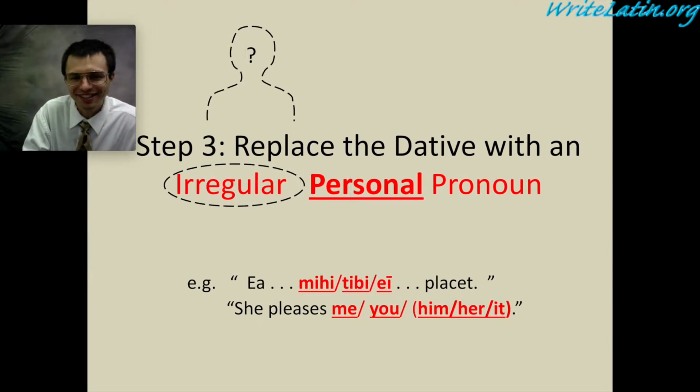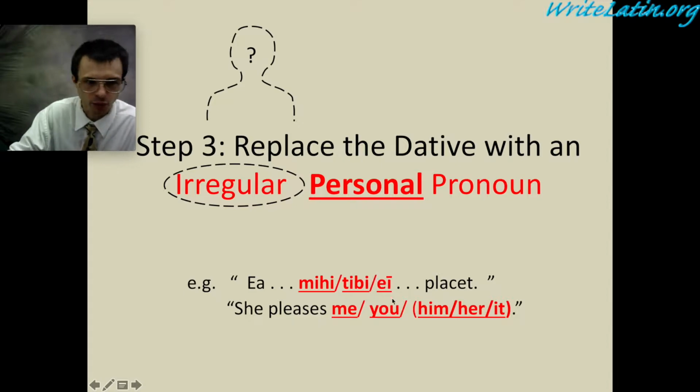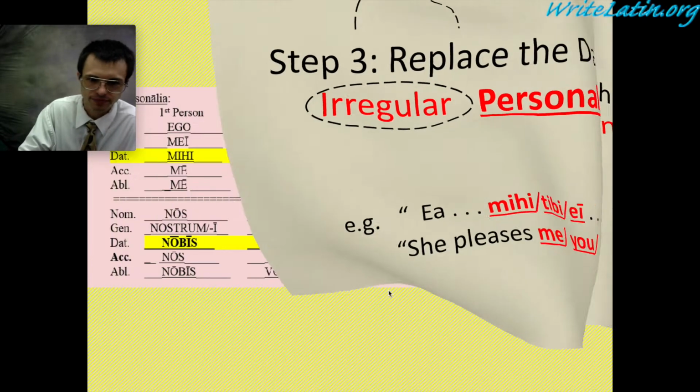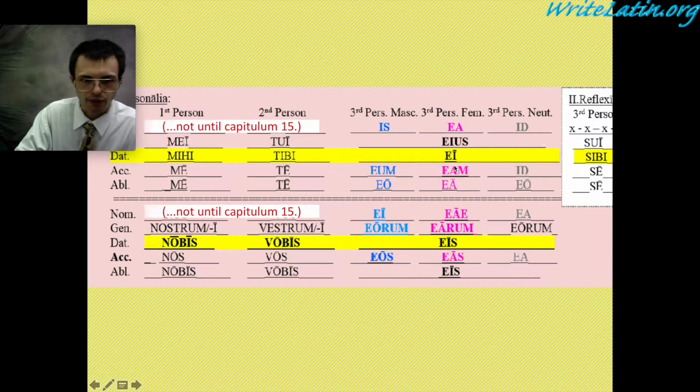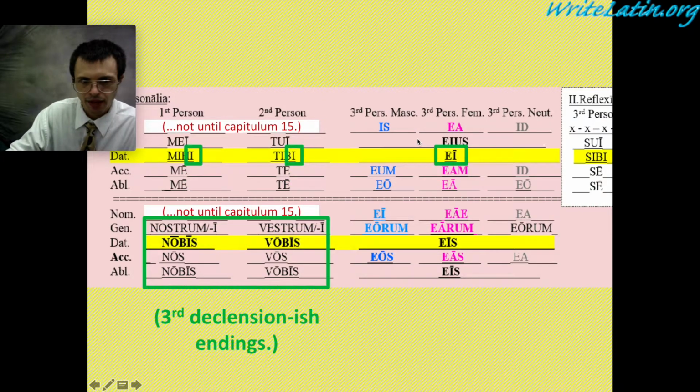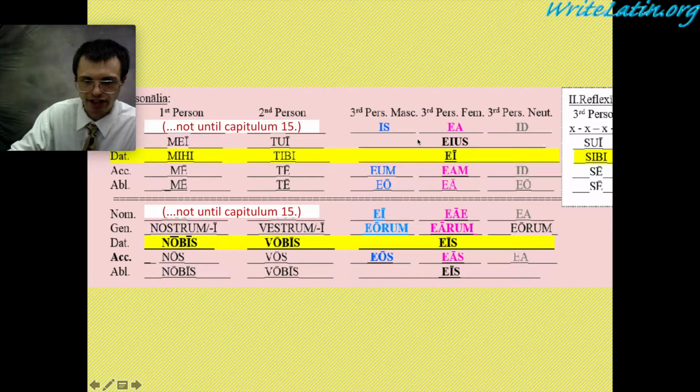All right, replace the dative with an irregular personal pronoun. Now we're going to start giving it to me, or to you, or to him, her, or it. Or to the one, we should just say. This is just going to be the top singular line: mihi, tibi, ei, and sibi. And of course, we don't deal with the nominative yet. And of course, these are third declension-ish endings.